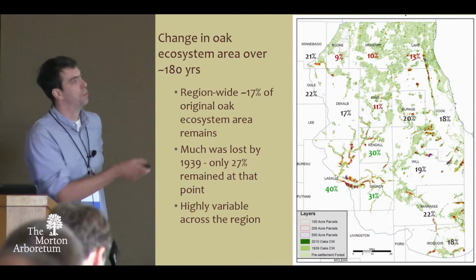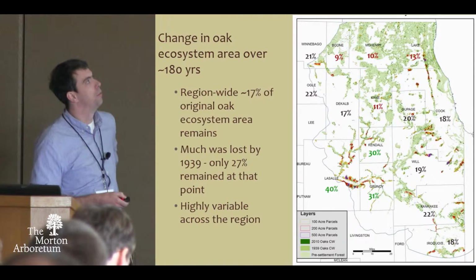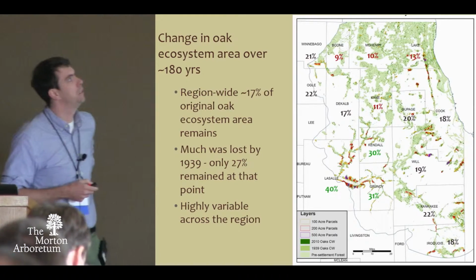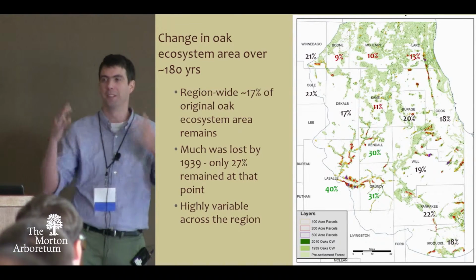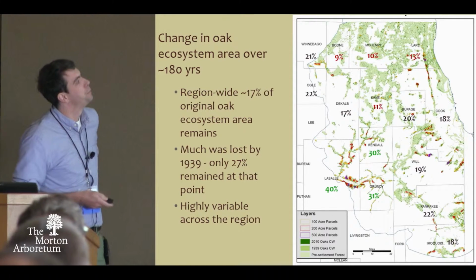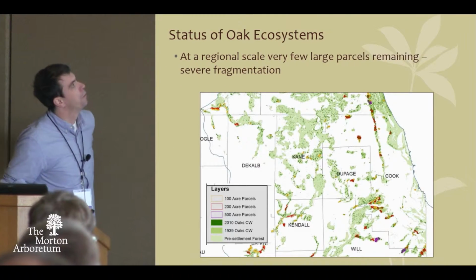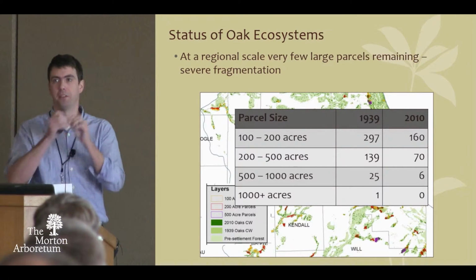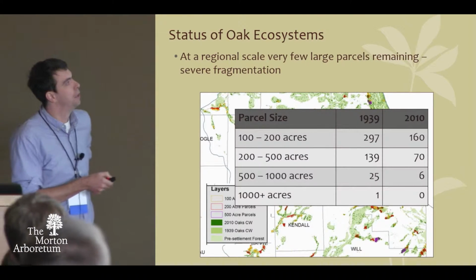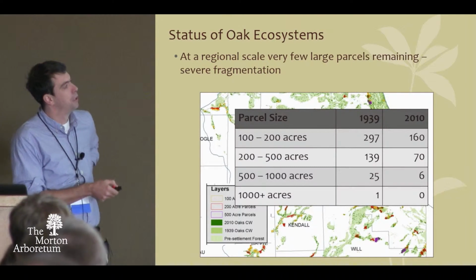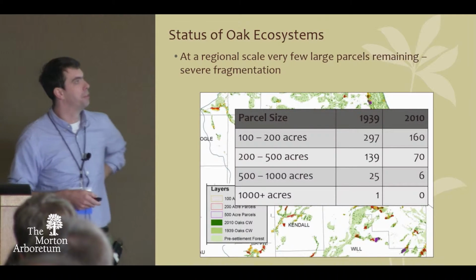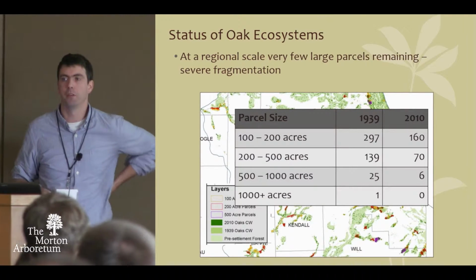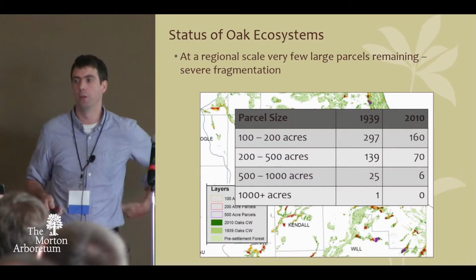So Cook County, which is the most urban, had about 18% remaining. Some of the counties in the northern part of the region had even less, and that's because they started with more, so there was more to turn into developments. At a regional scale, there are very few large parcels left. So everything that's left is these little tiny fragments for the most part. In 1939, there were some pretty large parcels left, one even over 1,000 acres. But by 2010, we lost a good half of those large parcels from the landscape. They've been fragmented into smaller pieces.